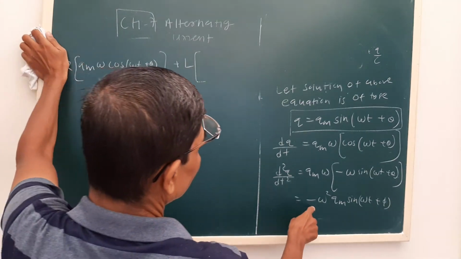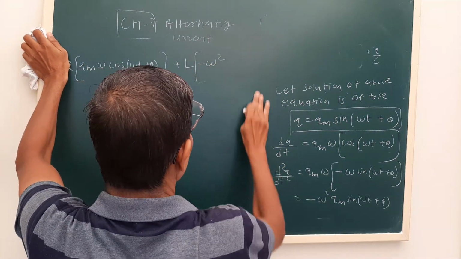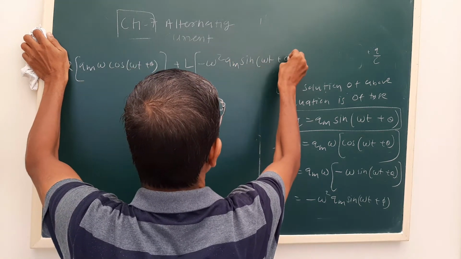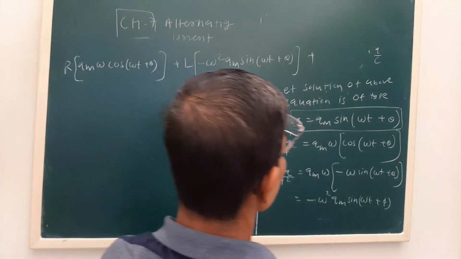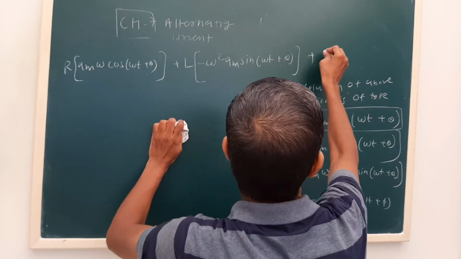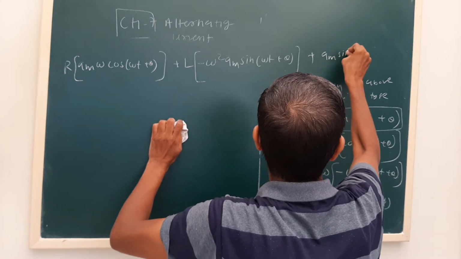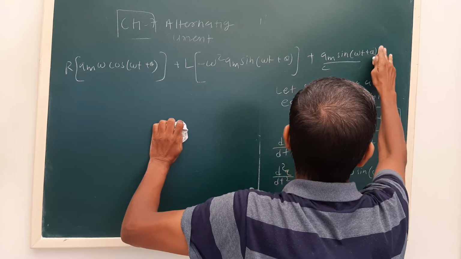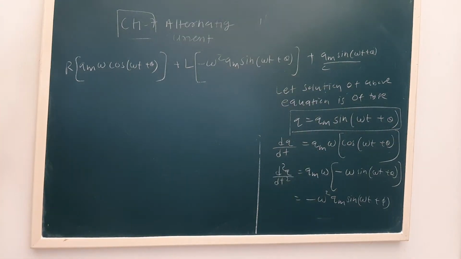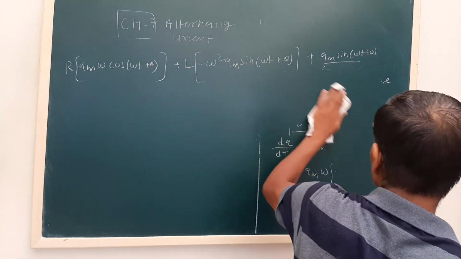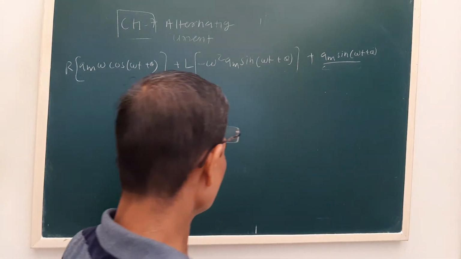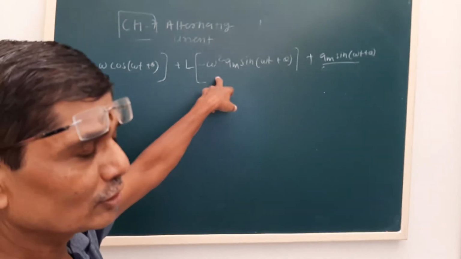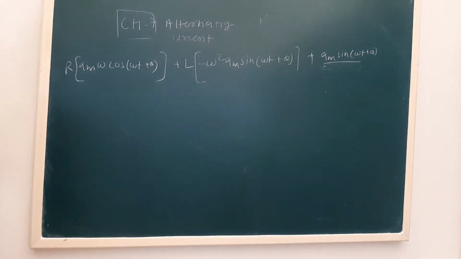What is the value of d square q by dt square? Minus omega square Qm sin(omega t plus theta), plus Q by C, where Q is Qm sin. Okay, so this is how our equation has become. We have substituted the value of I, then dq by dt, sorry, d square q by dt square.